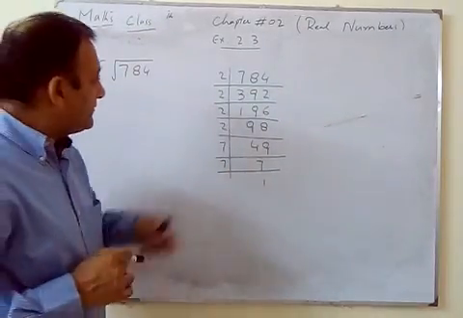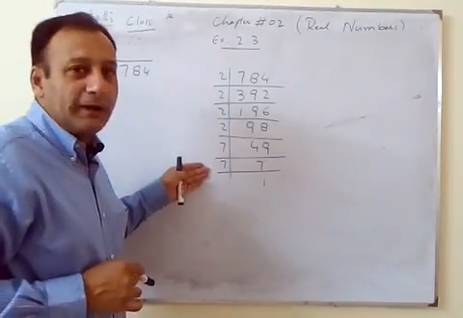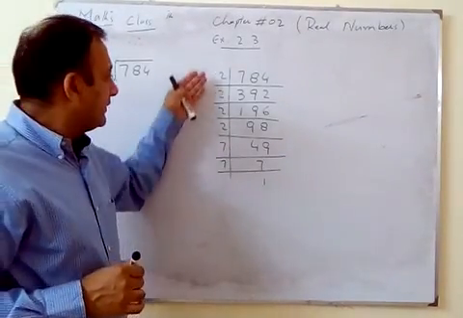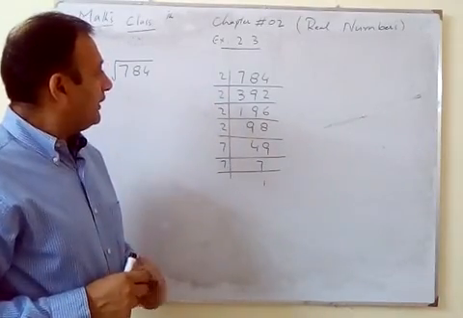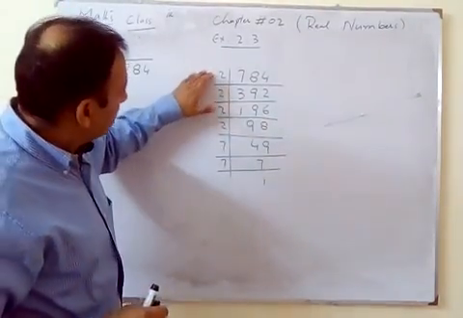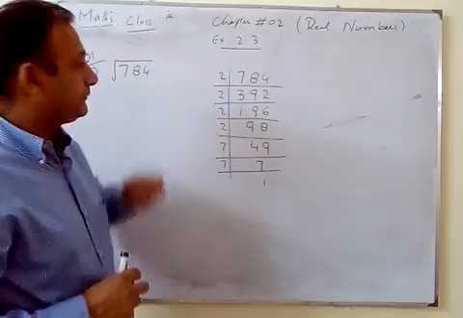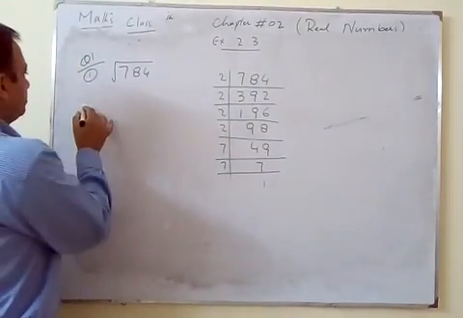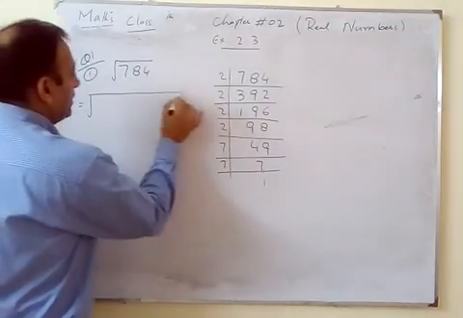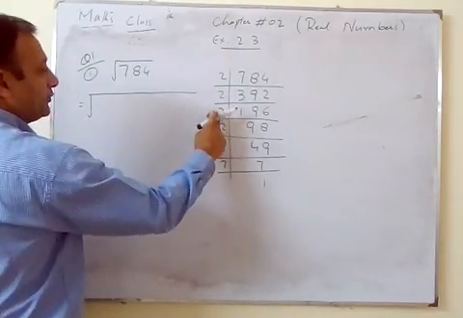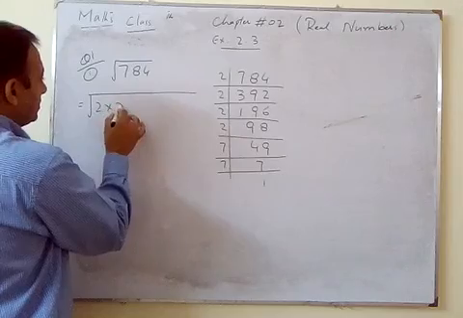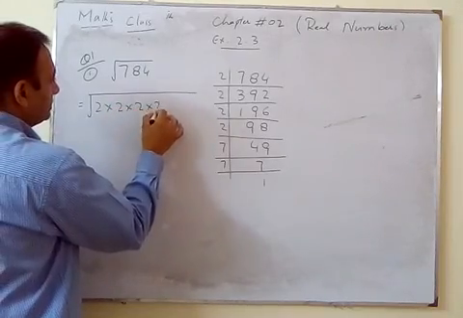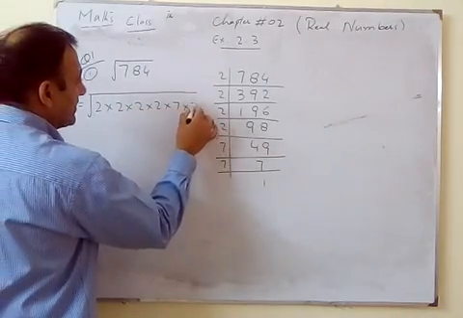Prime factorization means we can only take prime numbers here. No other number we can take, only the prime numbers, and start from the least number, that is 2. Now 4 times 2 and 2 times 7, 7 multiplied by 7.